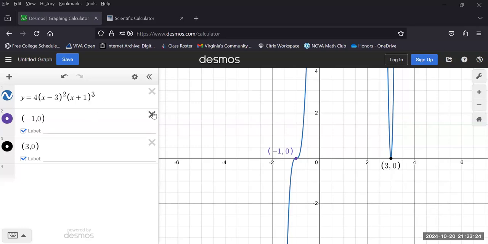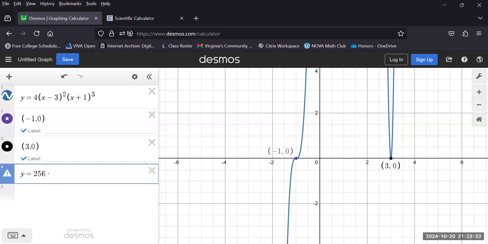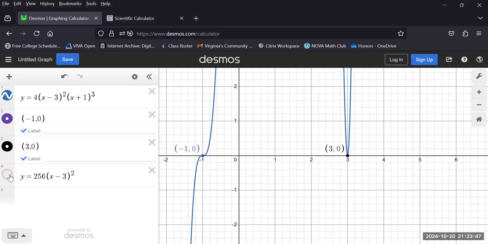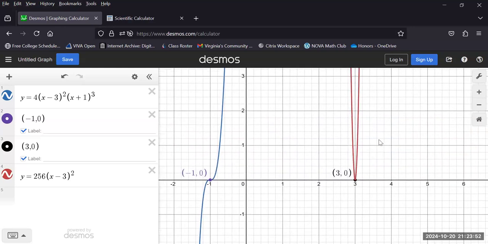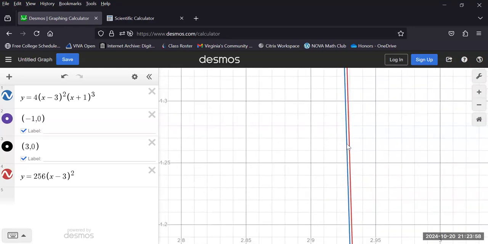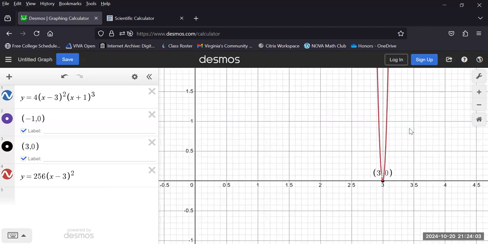That's our polynomial. I'm going to plot that expression in. We have 256 times (x minus 3) to the power 2. And there you go. You can see, right? So there is the original function. And if I turn this on, you can see that it's almost identical. Actually, remember, it's just an approximation. If I zoom in here, you can start to see there's a little bit of separation. So it's just an approximation, but it's a very good approximation, actually.